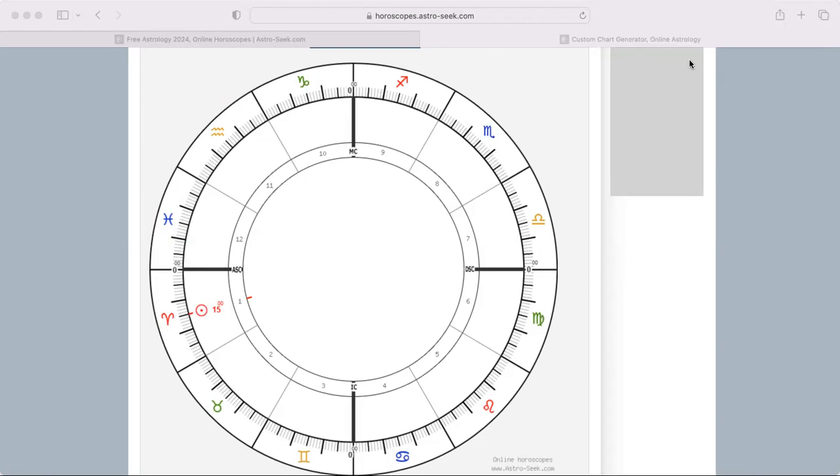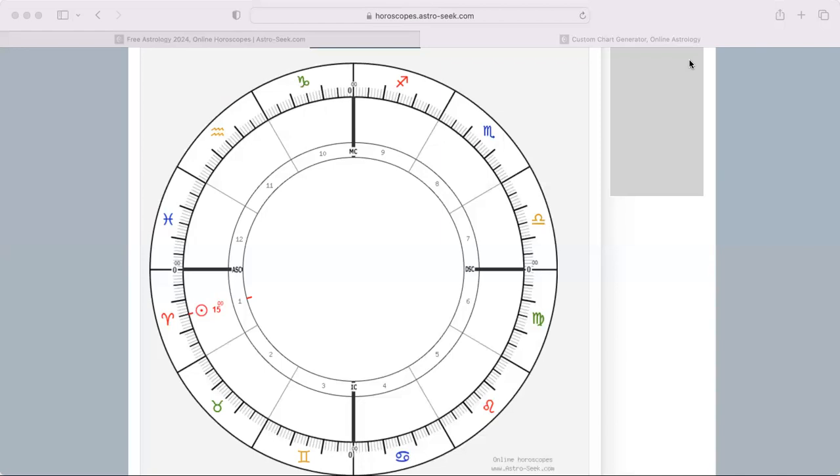So that means that whatever sun sign you have, your Mercury placement will either be in the same sign as your sun placement, or it will be no more than one sign before or one sign after, right? And then the Venus sign placement will be either in the same sign as your sun sign, or at the most two signs before or two signs after. So I'm gonna give you an example of what I mean.